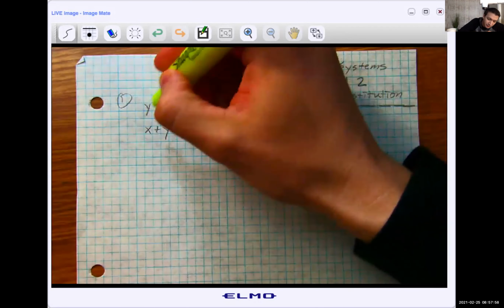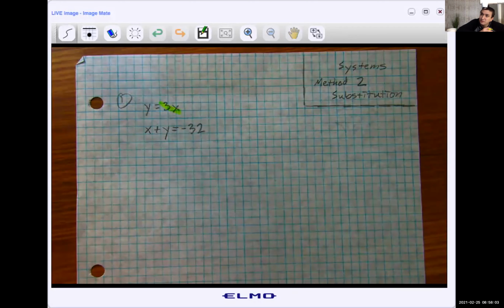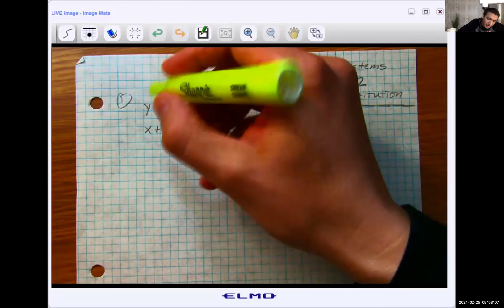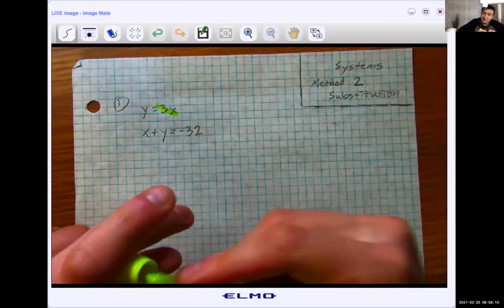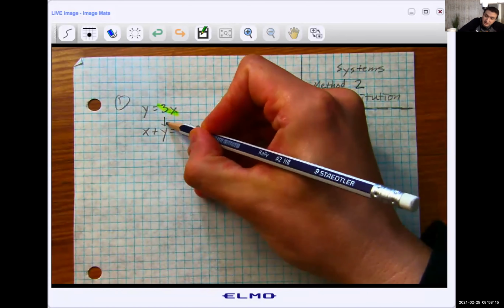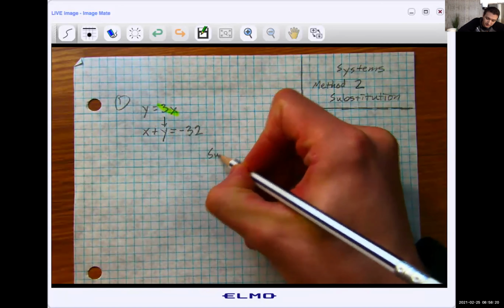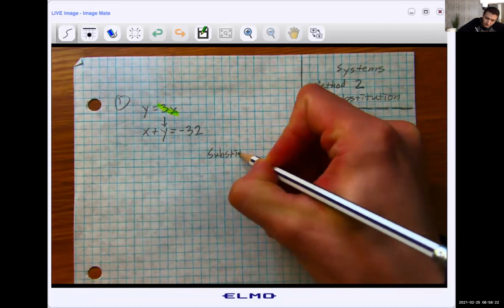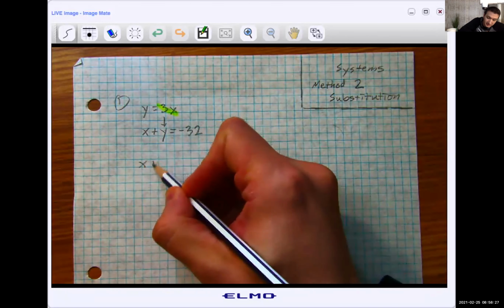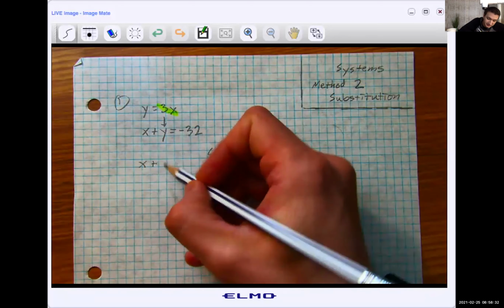y is 3x, right? That's what that equation says, but y also shows up here. So if you know that y is 3x, we can actually rewrite this equation, and instead of writing it with y's, we can write it with x. This is called substitution. The substitution step looks like this. You'd have x plus, and not y anymore. Instead, I'm going to use this 3x instead.